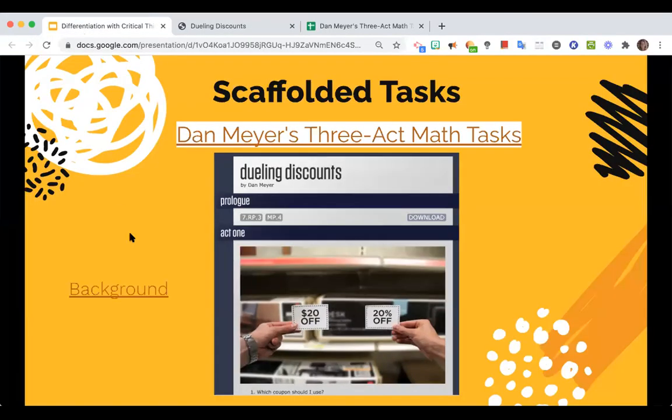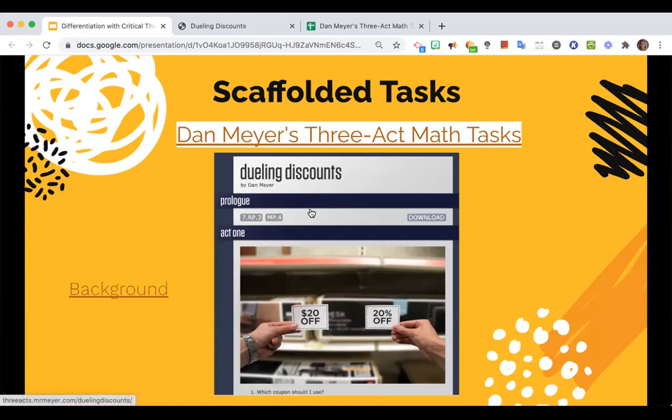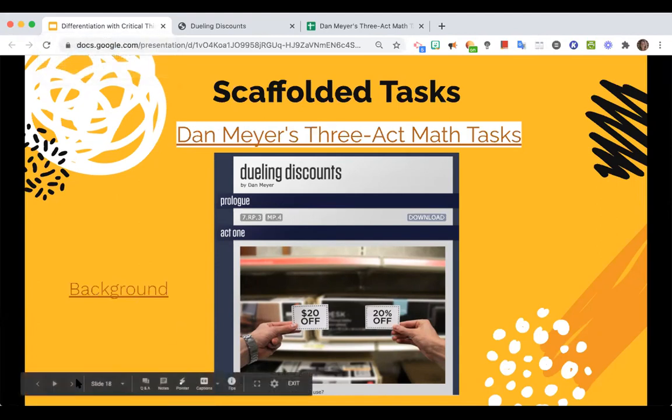Again, on this slide, this particular math resource is linked. So when you do access this slide, you can click on either the Dueling Discounts, which is actually going to that specific example. This one up here, Dan Meyer's 3-act math tasks, goes to the Google Sheet that I shared. And this here is going to give you a little background information on how to teach these particular tasks.